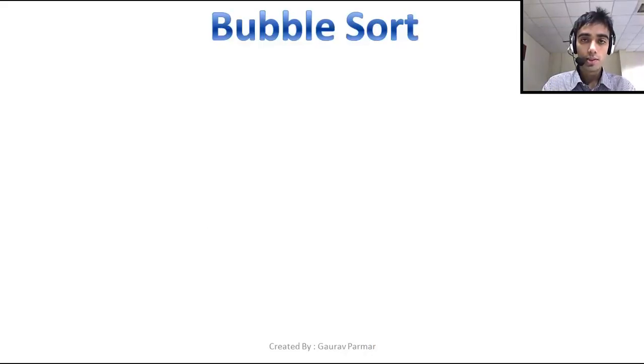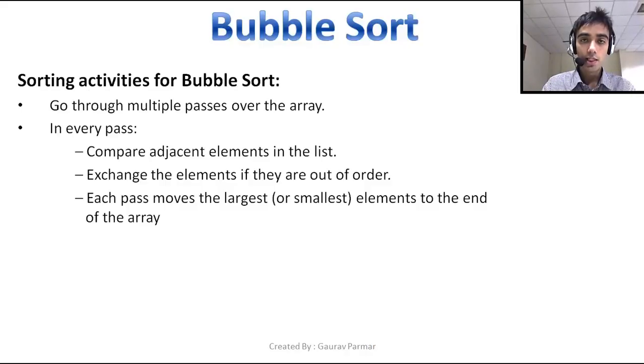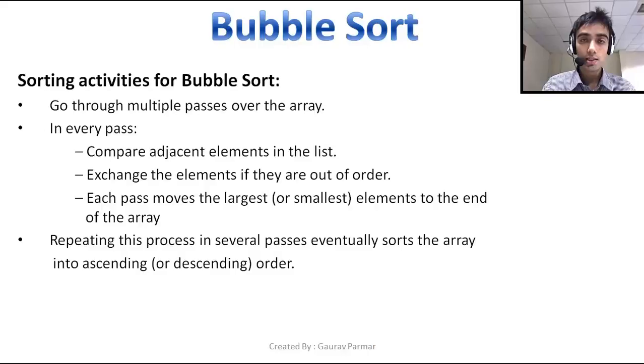Now let's talk about the sorting activities which are involved in bubble sort. In the sorting activity of a bubble sort, we shall have multiple passes through the array, and inside each pass we shall compare two adjacent elements with each other, and if they are in the wrong order we shall exchange them. In this way we shall bubble up the bigger element to the right side to its exact position, and by repeating this process we shall get a sorted array at last.